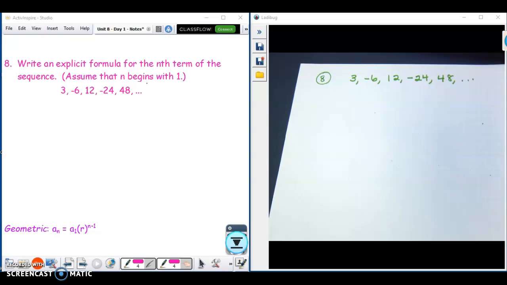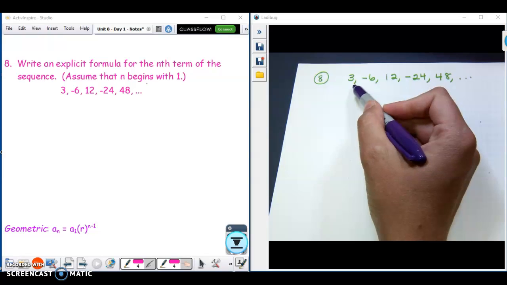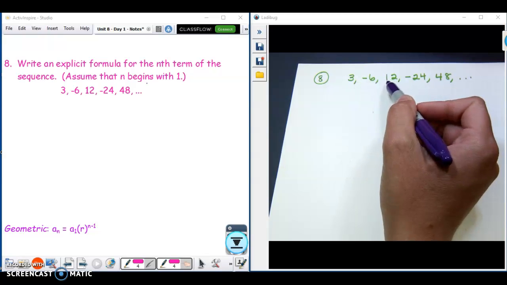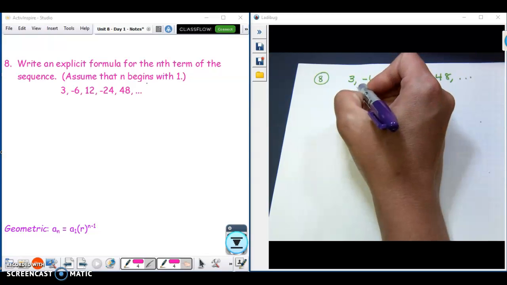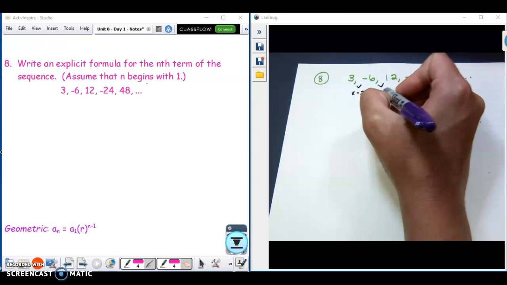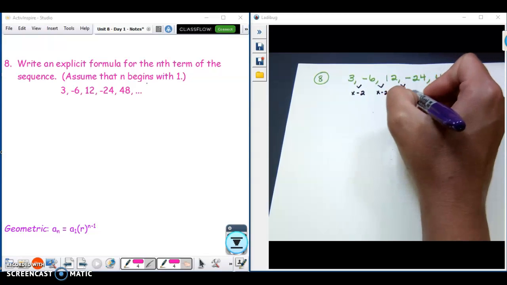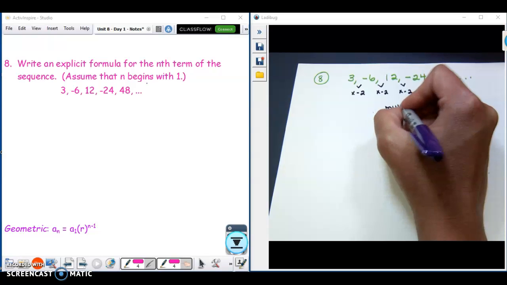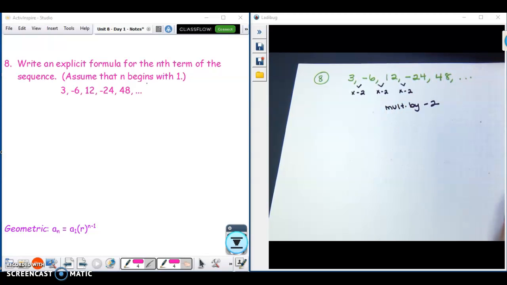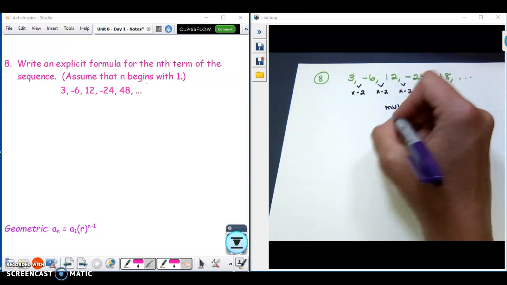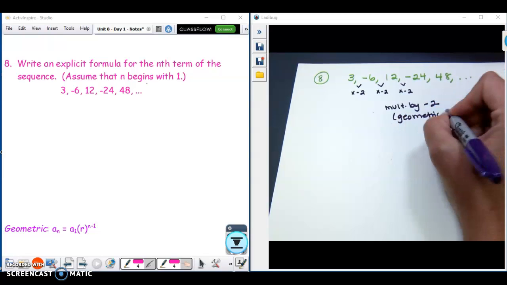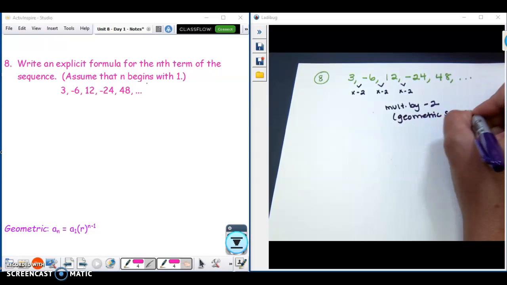So if we add here, we'd have to subtract 9, but then that's not going to work here. So think about multiplication. For each one, we are multiplying by -2. So when you are multiplying by a number, this is called a geometric sequence. So we have arithmetic and we have geometric.